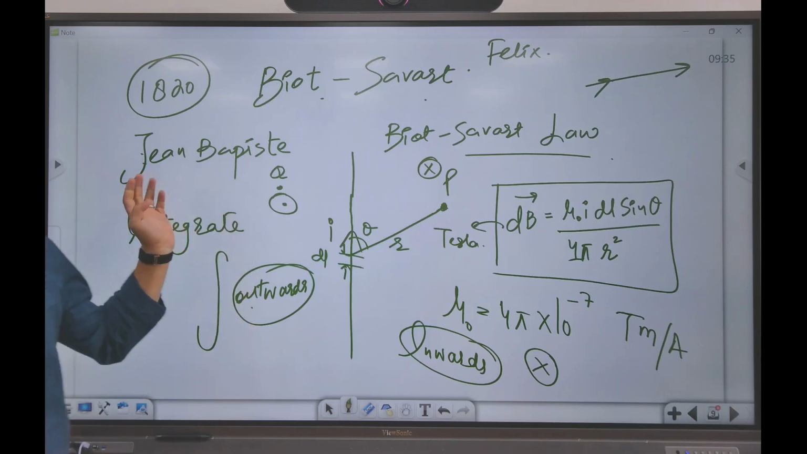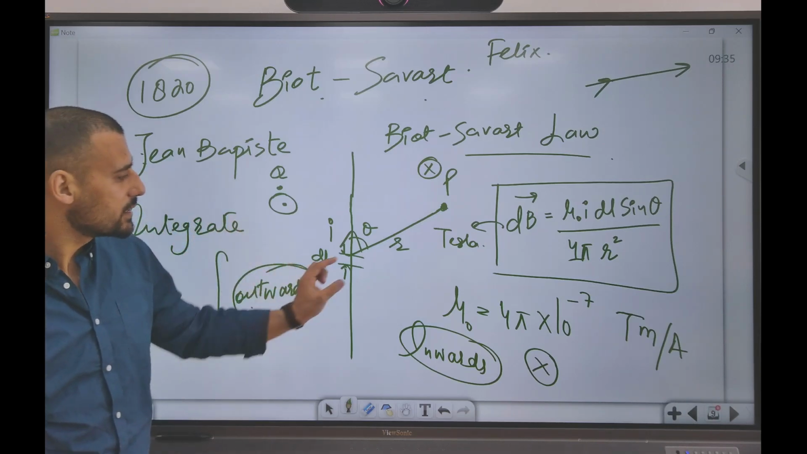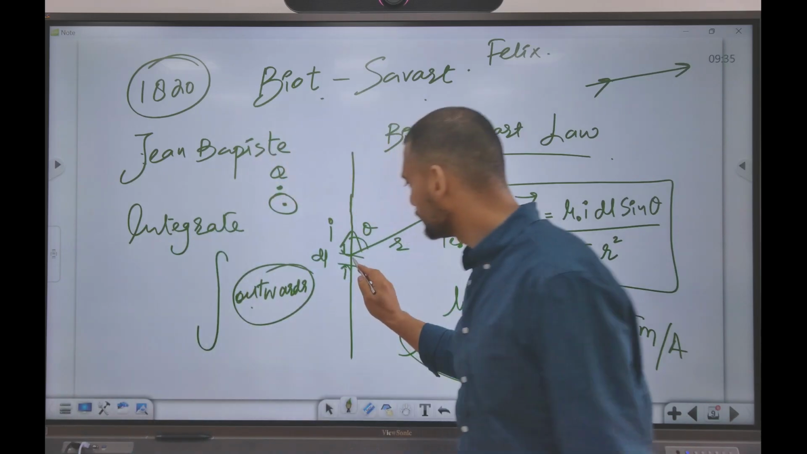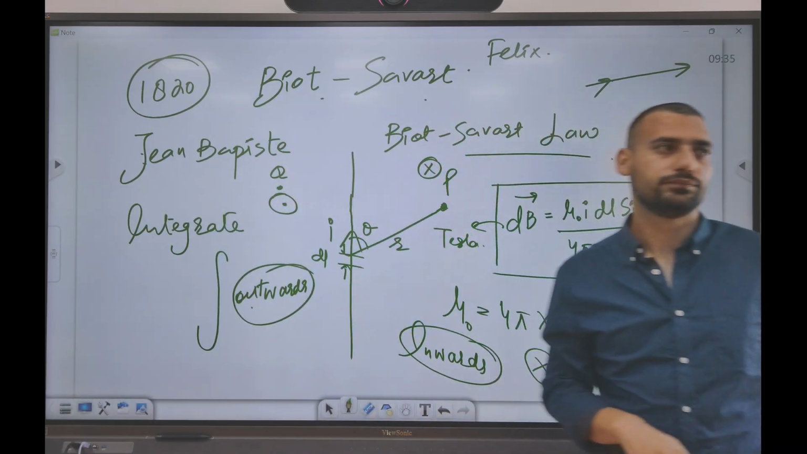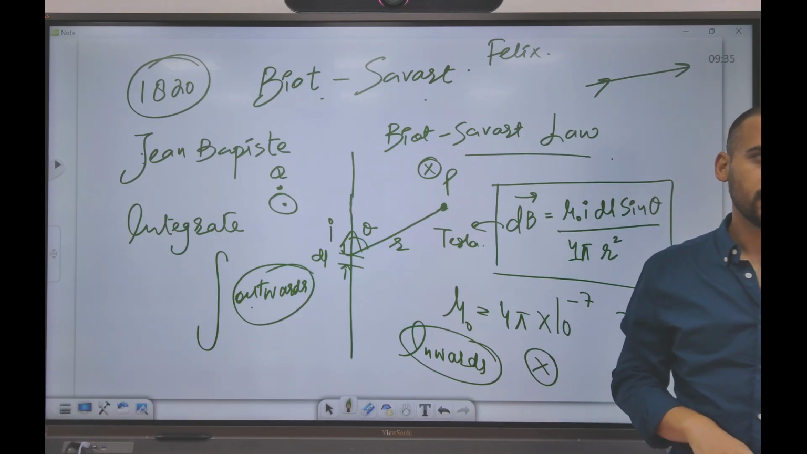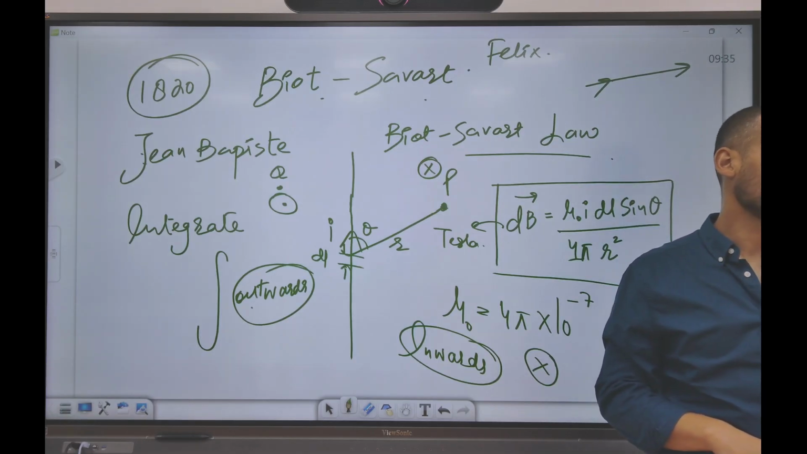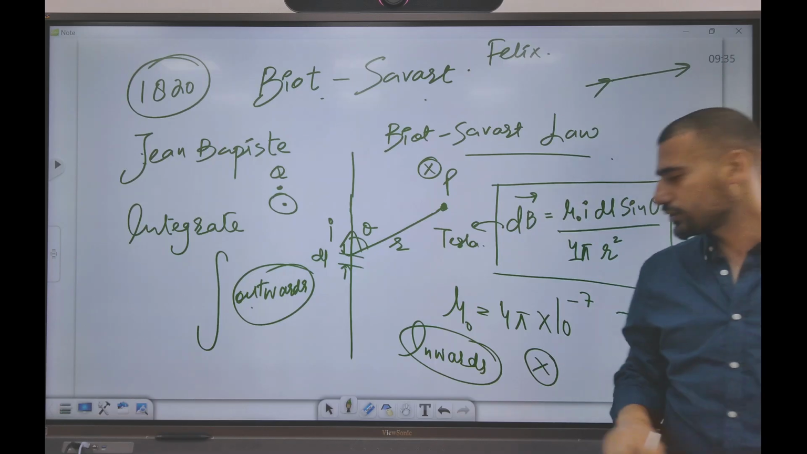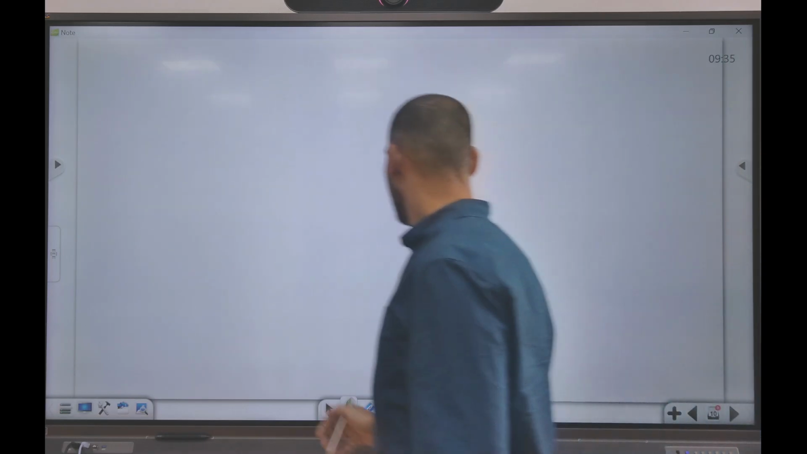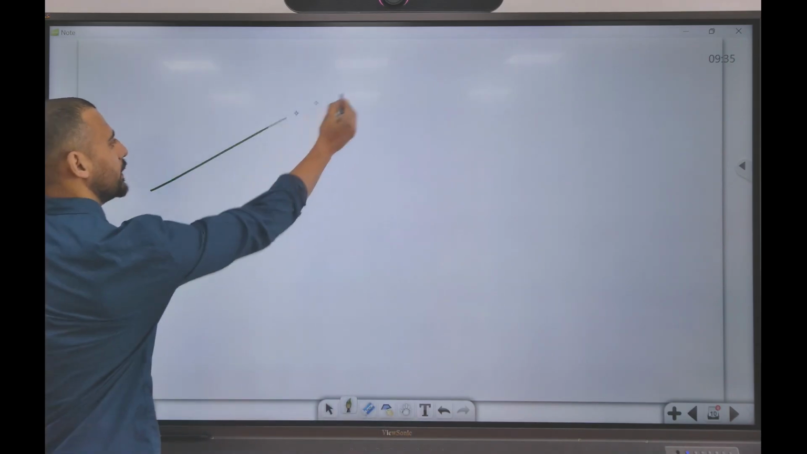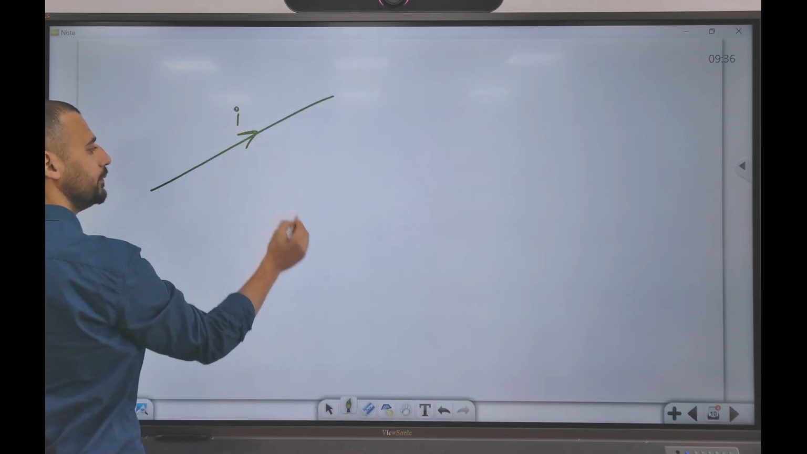So dl is the small length here. Is the direction of the magnetic fields clear? So how do you find the direction of the magnetic fields? Okay? Tell me, what is the direction of the magnetic field? Come on, at point P.